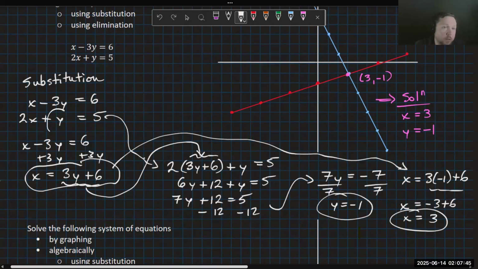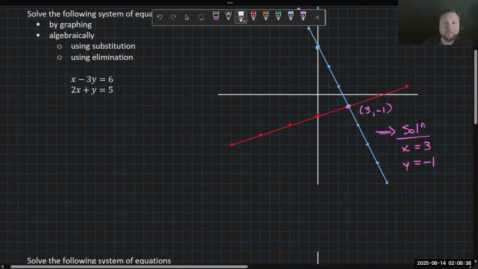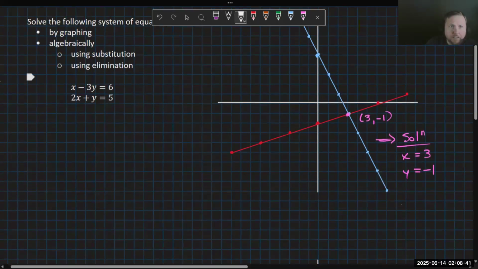You could have also solved for this y here in the second equation. That would have been one step to get it by itself as well. And if you want to experiment and see what that looks like, feel free to do that and just convince yourself, oh yeah, this works in all kinds of ways. All right. Next, the last way that we're going to do this is elimination.